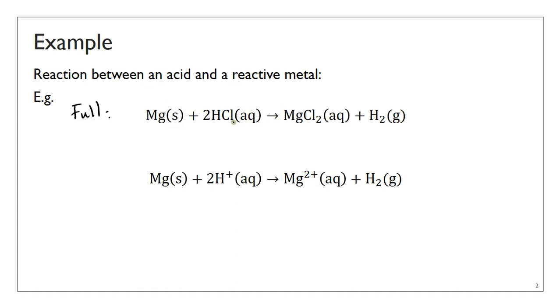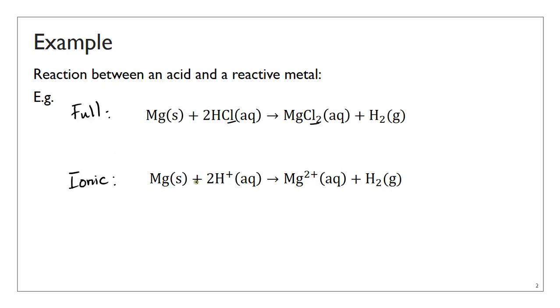Now, if you remove the spectator ions, which are chloride ions in this case, you're going to have this as the ionic equation. So just magnesium plus protons, or H+, going to Mg2+ and hydrogen gas. And I think it's quite clear here that this is not an acid-base reaction. The magnesium hasn't received the protons from the base.